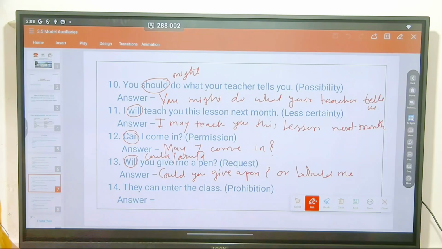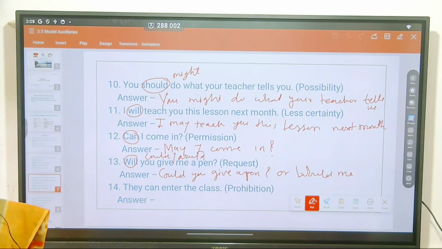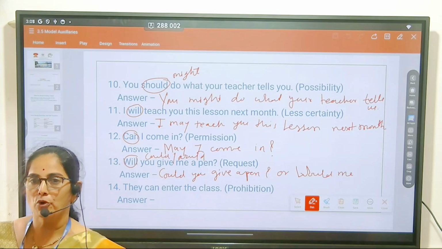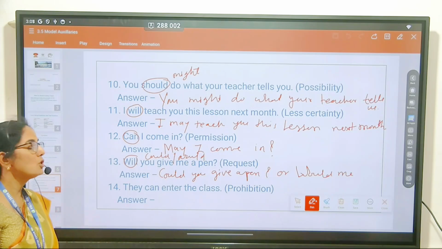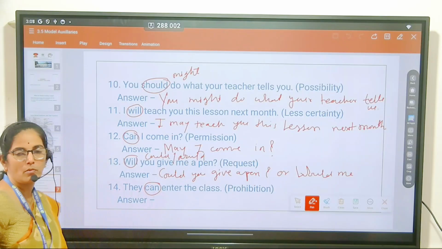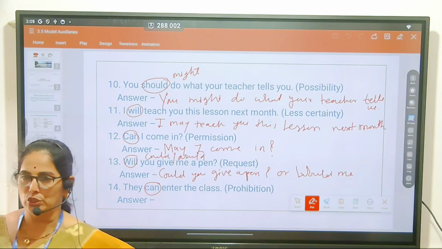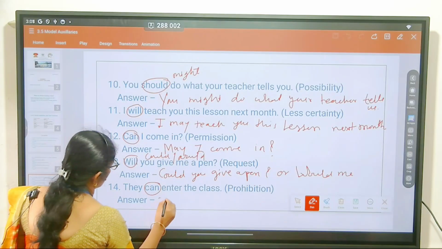And the next one, they can enter the class. A prohibition is there. So when there is a prohibition, it is not allowed for you. At that time you have to use a modal auxiliary. Instead of can, may not. May not denotes the prohibition. That is, they may not enter the class.